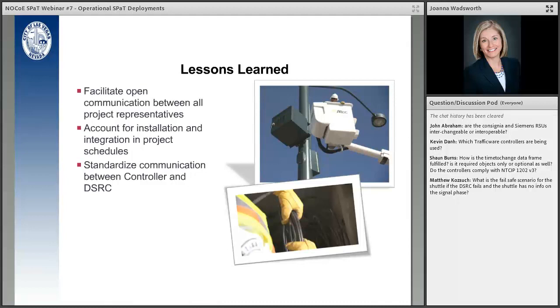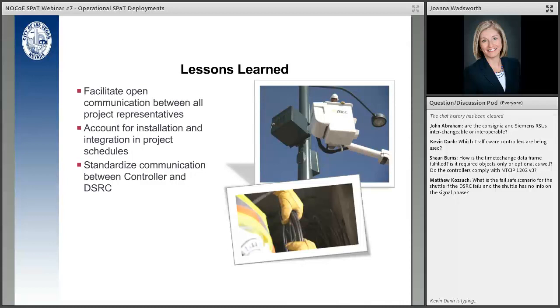Another item to note is to account for the installations in your project schedules. In our first deployments in support of the driverless shuttle project, I thought the driverless shuttle was the critical path item and setting up the roadway for that. But as the project developed, the DSRC was the critical path item. And with any new piece of equipment, there's a learning curve and process to integrate it into an existing system, so it's recommended to just account for that in your time.